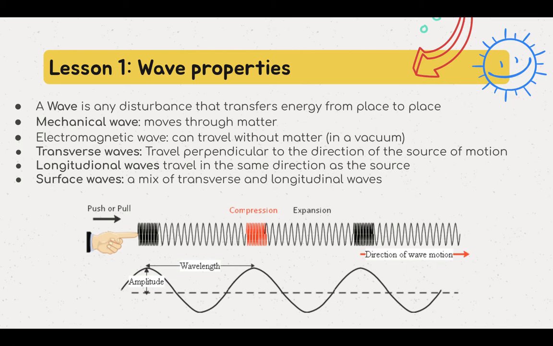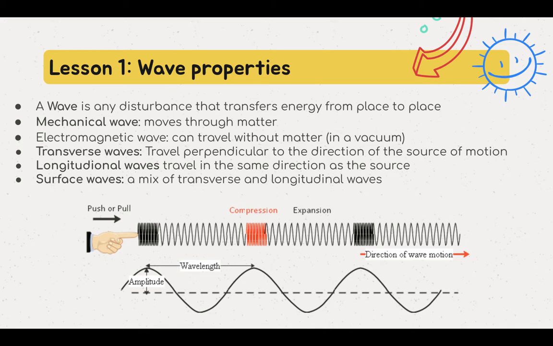Okay. So there are two types of waves, a mechanical wave and an electromagnetic wave. The difference between those two is that a mechanical wave needs matter to move through. Okay, so it needs particles. It needs to be in a solid, a liquid, or a gas. An electromagnetic wave doesn't need any of that. It could travel without matter, so it could travel in a vacuum. An example of a vacuum is actually space. So electromagnetic waves can travel through space, mechanical waves cannot.